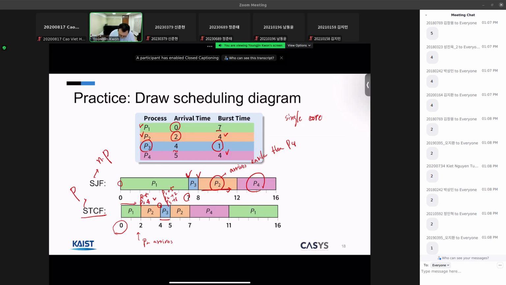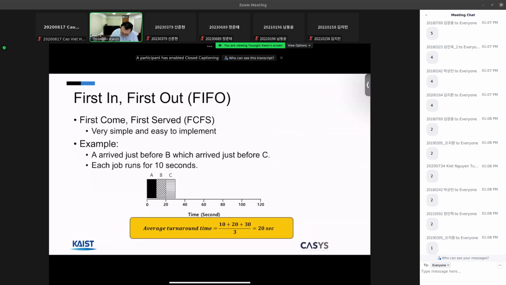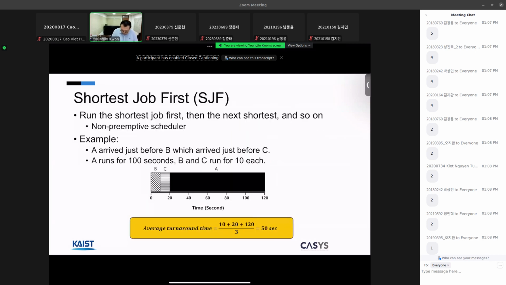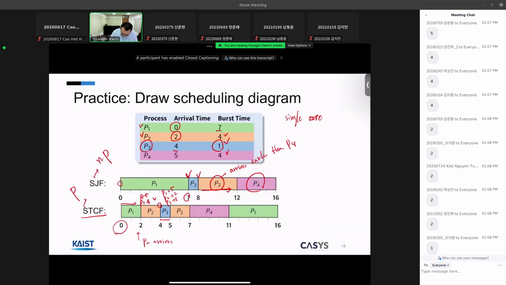P3 finishes its burst time. Sorry, I'm moving back and forth. Now after P3, at time 5, P4 also arrives. P4, 5. So P1, 5, P2, 2, P4, 5. Which is selected? Obviously, P2. So execute here. Sorry, P4.